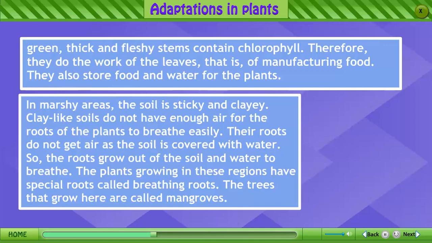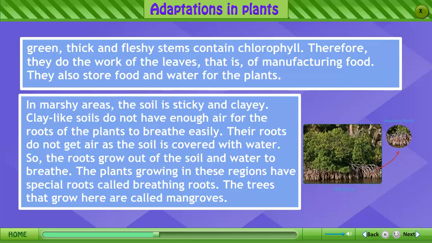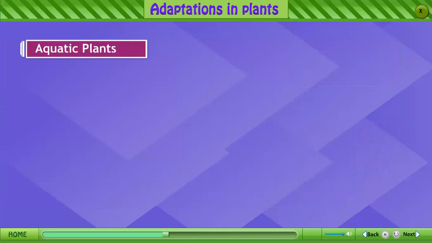In marshy areas, the soil is sticky and clayey. Clay-like soils do not have enough air for the roots of the plants to breathe easily. Their roots do not get air as the soil is covered with water. So, the roots grow out of the soil and water to breathe. The plants growing in these regions have special roots called breathing roots. The trees that grow here are called mangroves.